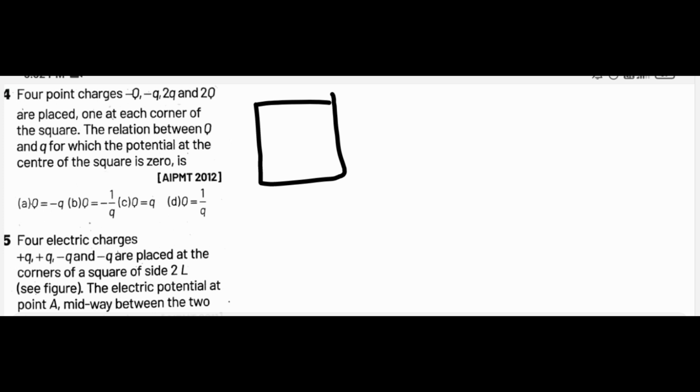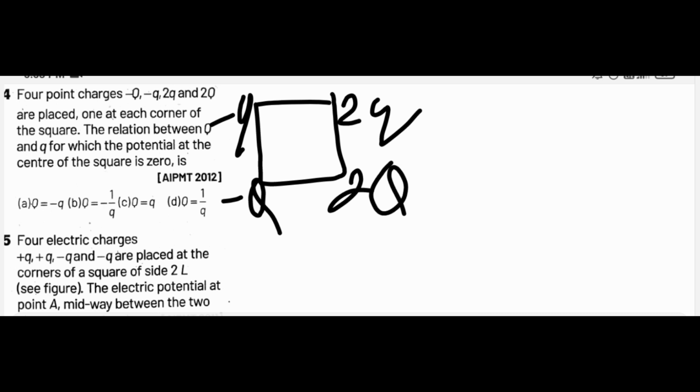Take a square. At one corner is minus capital Q, at another is small q, there is a 2 small q, and another one is 2 into capital Q. They have given one hint, that the potential at the center of the square is 0. They are telling us that at the center the V value will be 0. If it is so, they are asking for the relation between capital Q and small q.